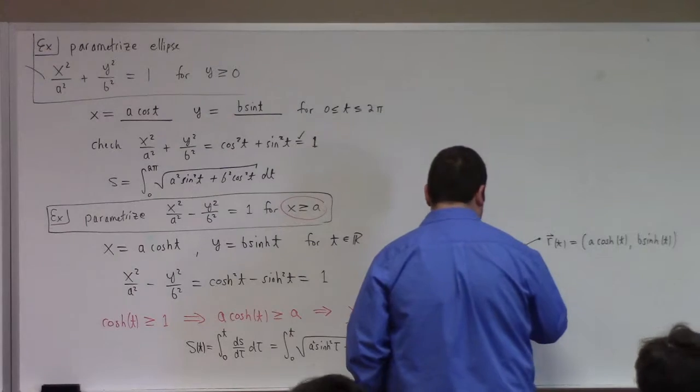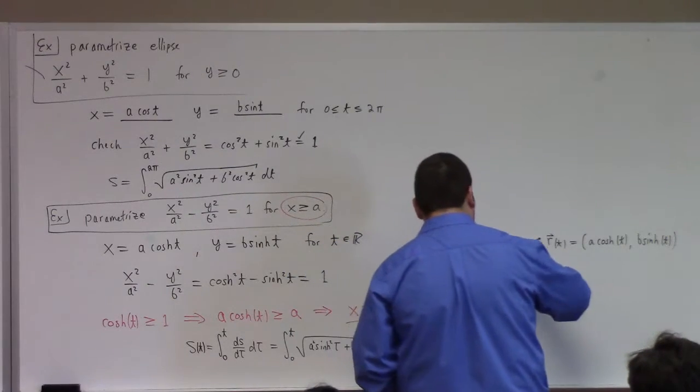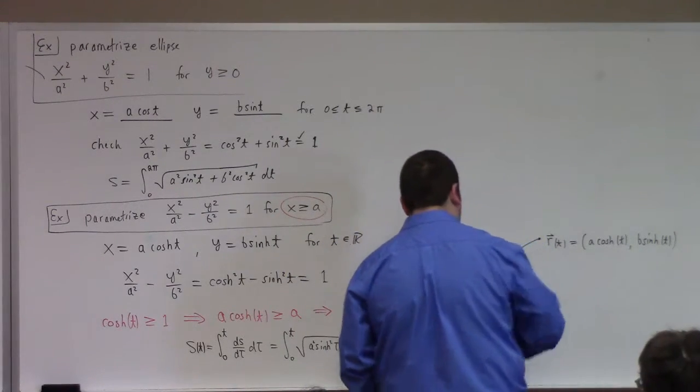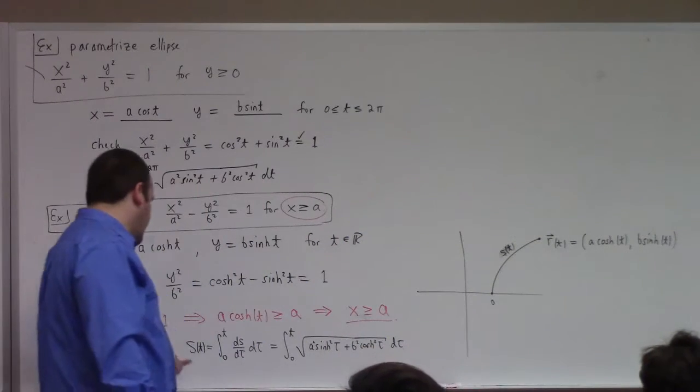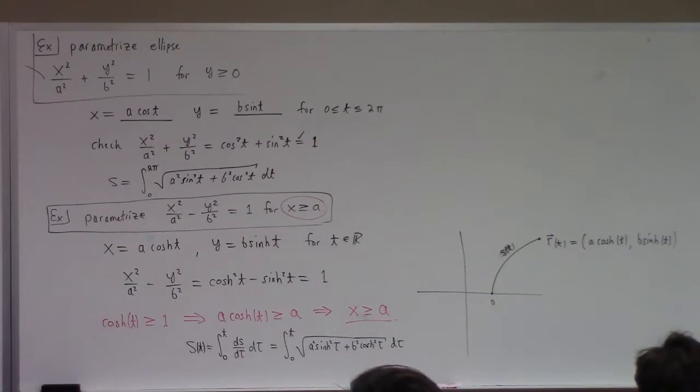So this would be s of t. This would be what's called the arc length function, based at 0. Yes, sir? Don't you have the same equation that you found for the tau squared t minus sinh squared t? Because this is the arc length, which is the integral of the speed.